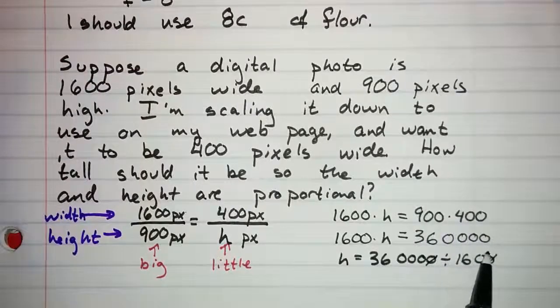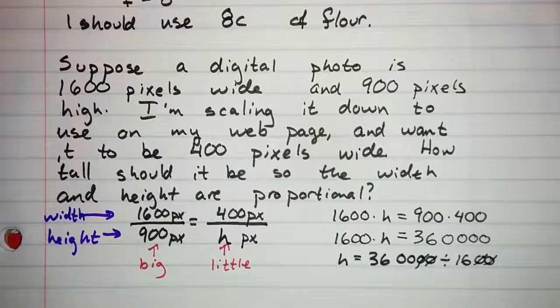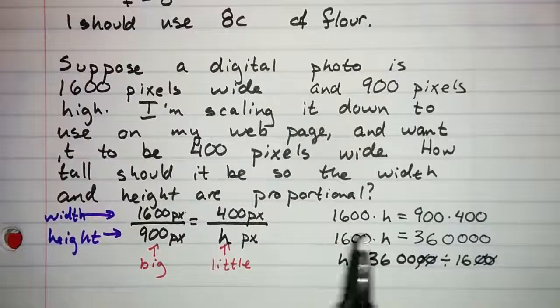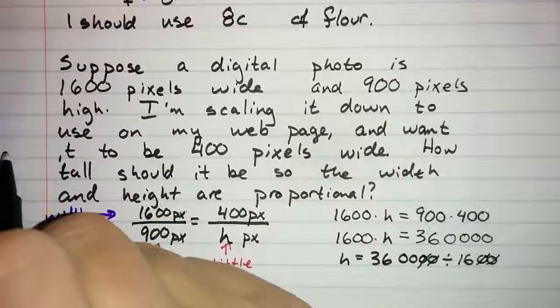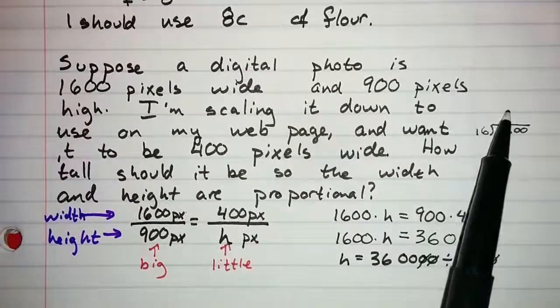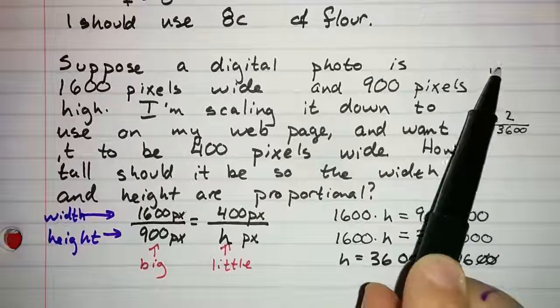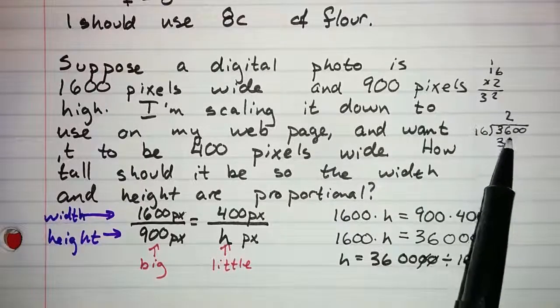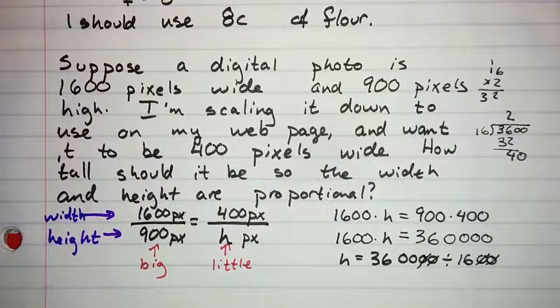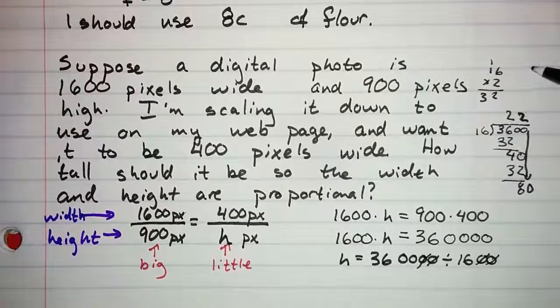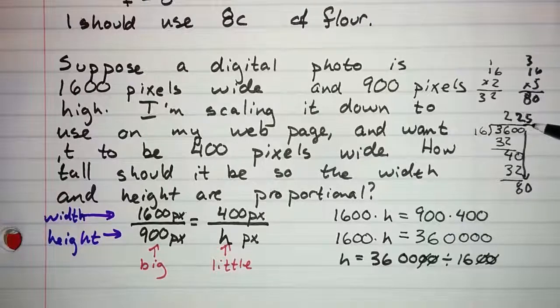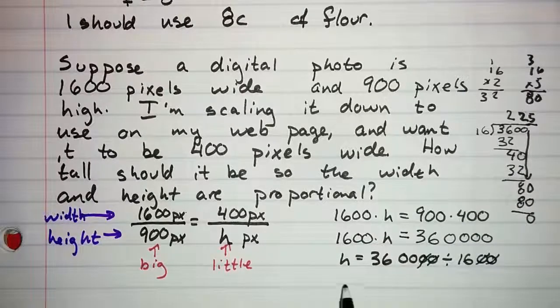Using what we know about decimal division, we can cancel out some of the zeros. So we'll have 3,600 divided by 16. Working that out off to the side. 16 goes into 36 twice, because 16 times 2 is 32. 16 goes into 40 twice also. I think 16 goes into 80 5 times. Yeah, 5 times exactly. Nothing left over.